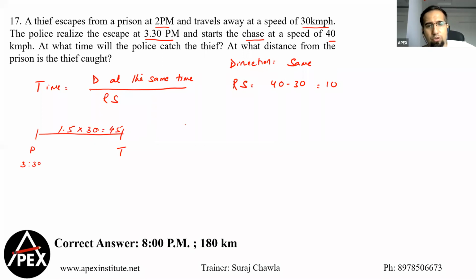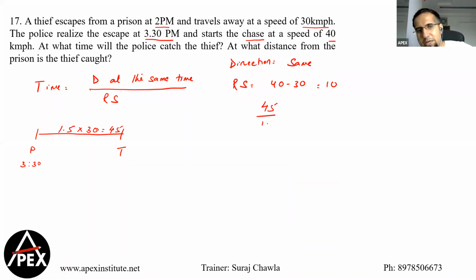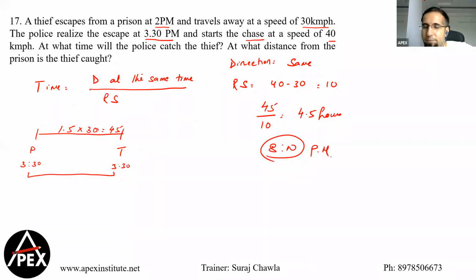Now, 45 kilometers divided by relative speed, that means they are going to meet after how long? After 4.5 hours. 4.5 hours from what time? 4.5 hours from 3:30. So 3:30 plus 4.5, their meeting time is going to happen at 8 p.m.